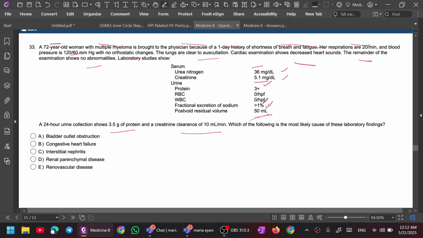FeNa 2%, more than 1%. Renal, renovascular.